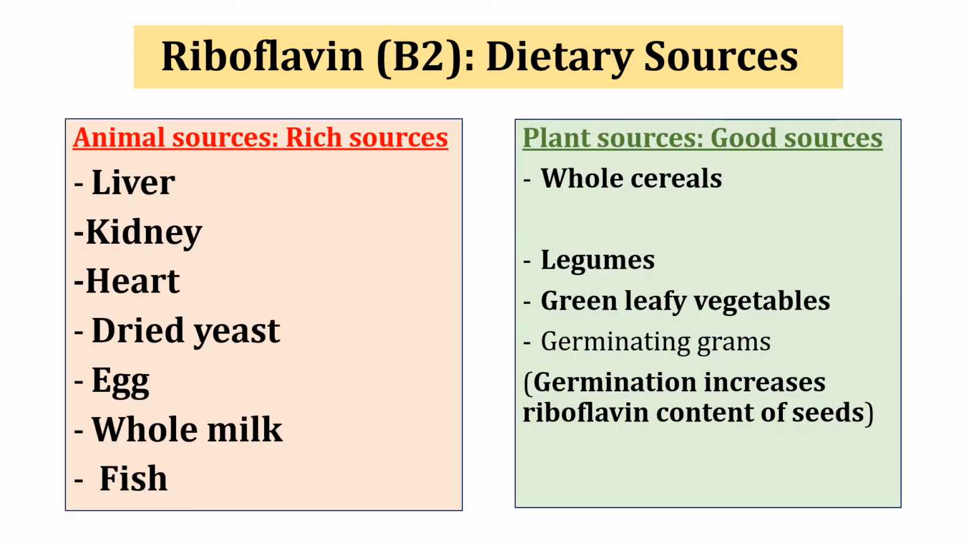Dietary sources of riboflavin. Animal sources are rich source of riboflavin, while plant sources are good source of riboflavin. Riboflavin is present in liver, kidney, heart, dried yeast, egg, whole milk and fish, while in plant sources it is present in whole cereals, legumes and green leafy vegetables. Germination of grams increases riboflavin content of the seeds. So, germinating grams are also good source of riboflavin.